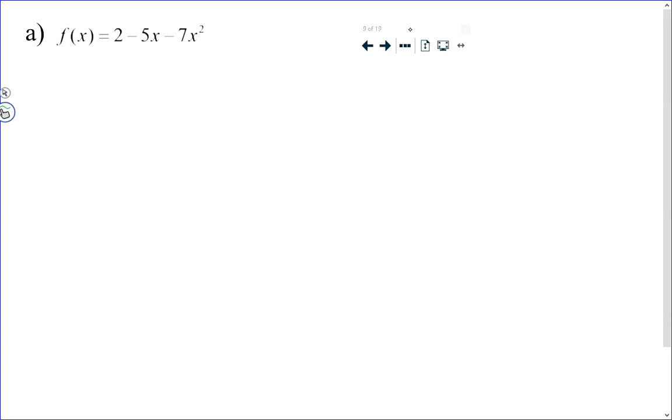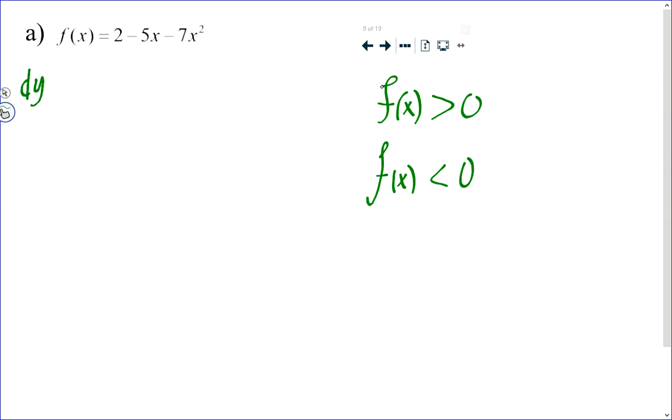So the first step, if we want to find out where the derivative is greater than 0 and where the derivative is less than 0, then I guess we'd better worry about where the derivative equals 0, and that means we have to find the derivative. I'm going to go with the dy/dx notation. The derivative is negative 5 minus 14x. I hope you haven't forgotten how to determine derivatives.